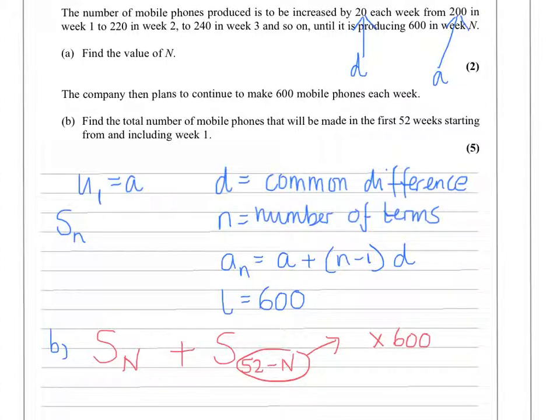So that one's a little bit strange because it's not an arithmetic series right the way through. It does actually plateau to 600. That's my thoughts on that one. Hope that helps.